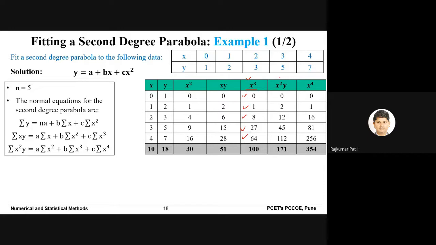Next unknown is x square y. So x square y, that is, you can see column number 2 and 3. 1 into 0 is 0, 2 into 1 is 2, 3 into 4 is 12, 5 into 9 is 45, 7 into 16 is 112.